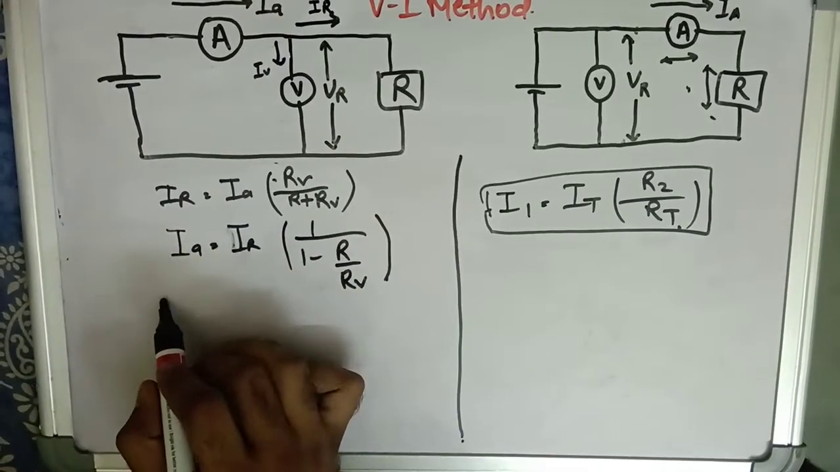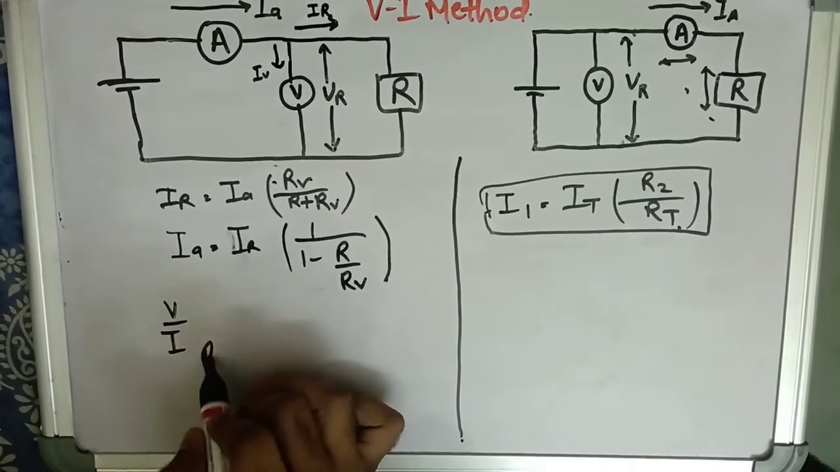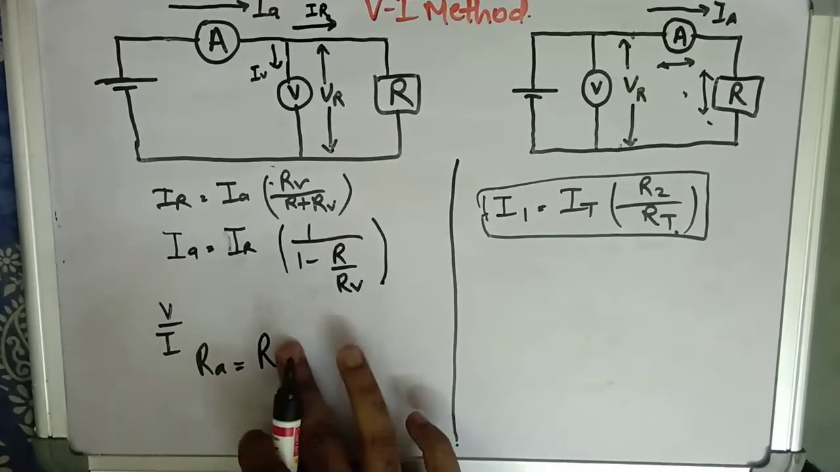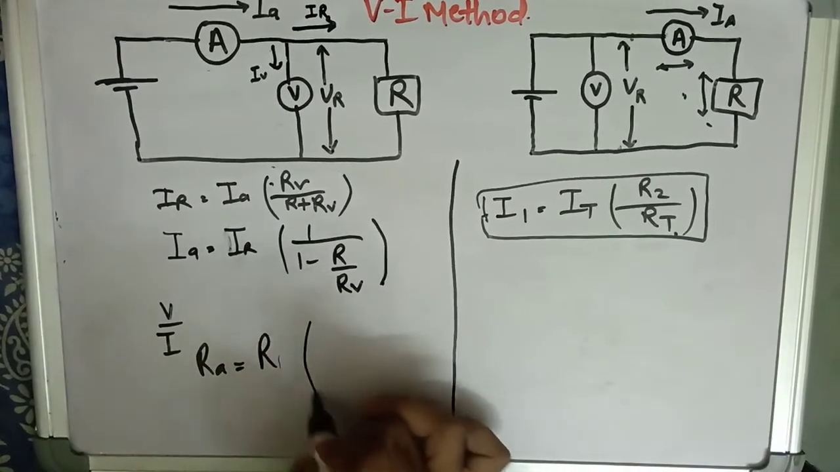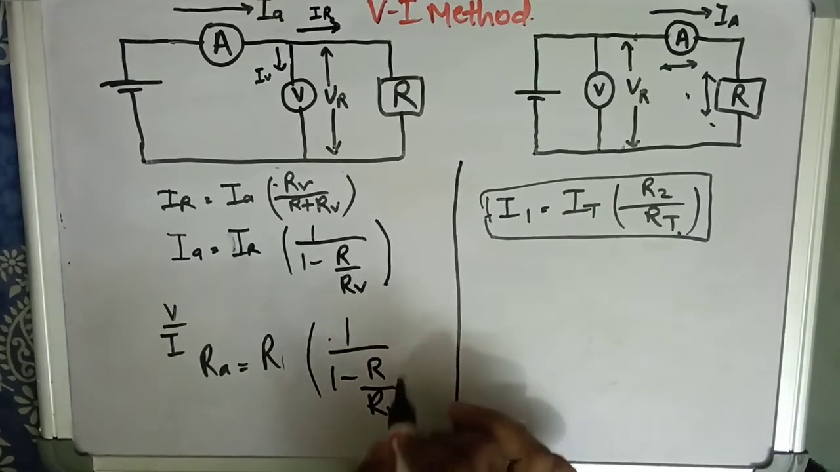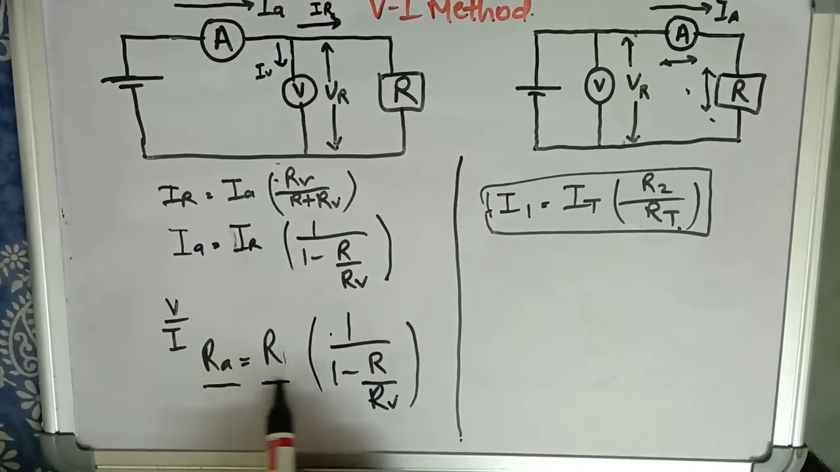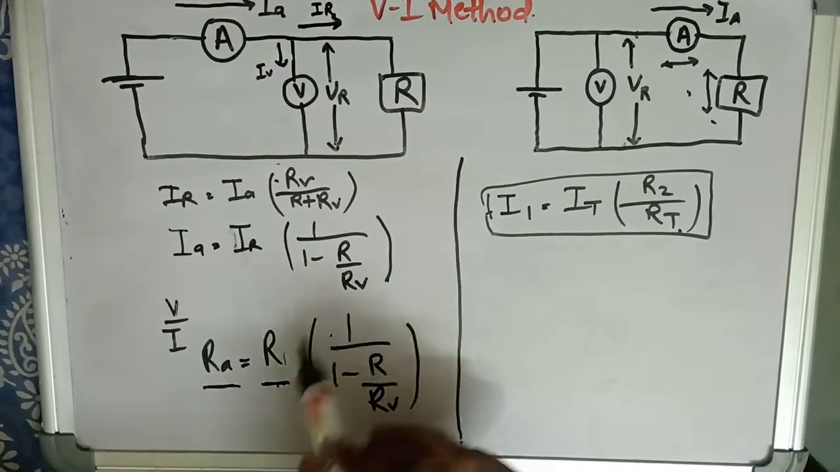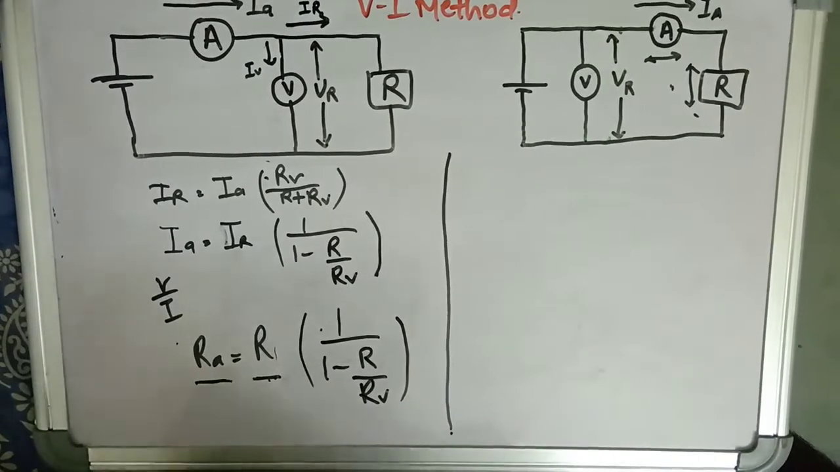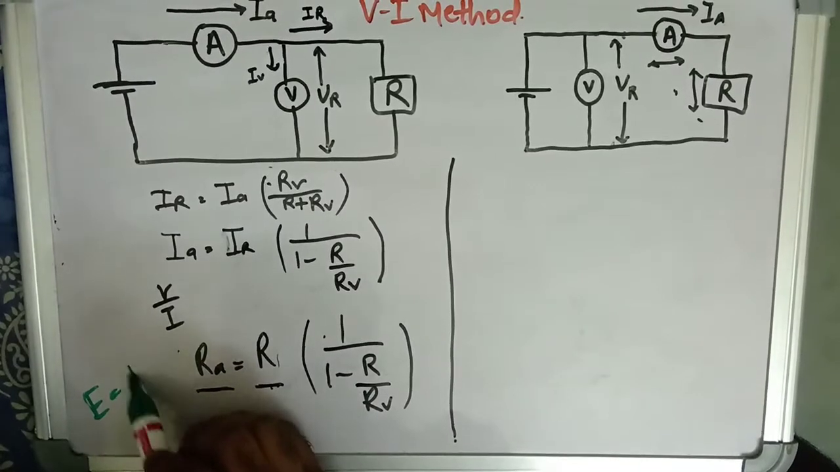So if we divide V by I, we see that RA is equal to RR, that is actual R, into 1 upon 1 minus R upon RV. By this method our measured value should be equal to the actual value, that is R, but we see an error coefficient as this. So through this method the error comes out to be E equals R upon RV.